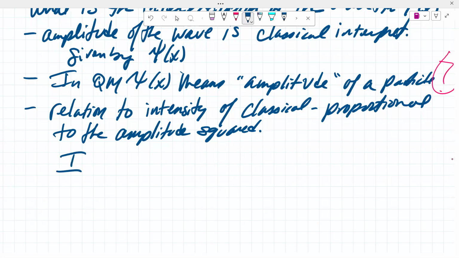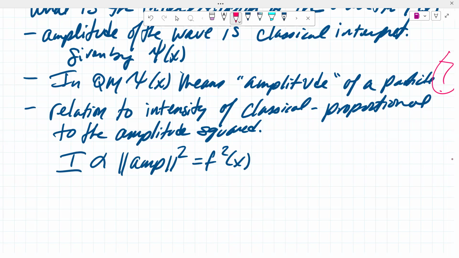So the intensity, this is the proportional to symbol. This is the length. That's the amplitude squared equals f squared. Right, so let's just break this down. This means proportional to. So it's like as one increases, the other increases, but it could be multiplied by a number. So it's not exactly the same change, but it's related to. So this means proportional to.